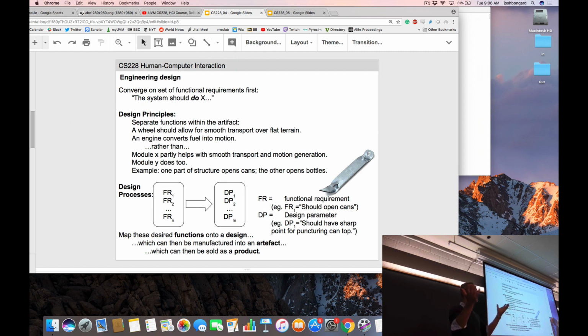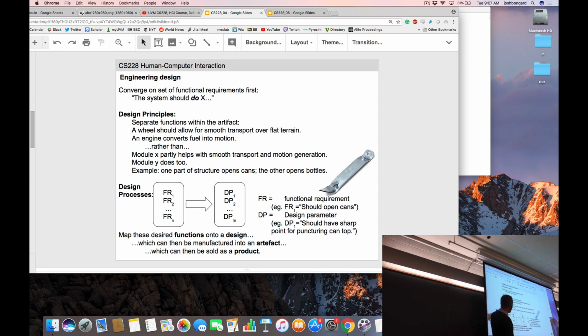So there's an underlying design philosophy there, which is to try and design things that don't fall apart as you go. And in order to support that philosophy, here's one rule of thumb, which is make things that are modular, right? So you look at any engineered system and it's pretty modular. If you look at a car, you can see wheels, and wheels are there to help with transport over flat terrain, and an engine is there to convert liquid fuel into motion, right? Two separate parts of the system that do different things.